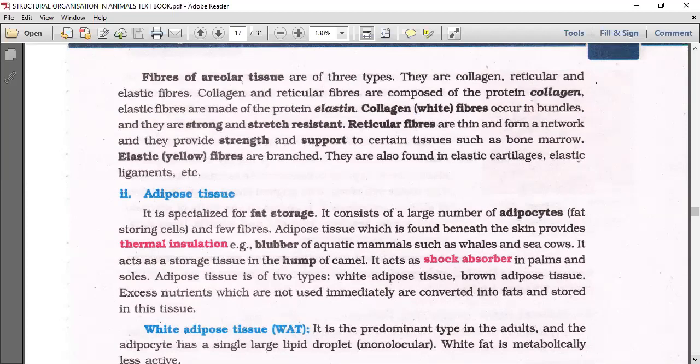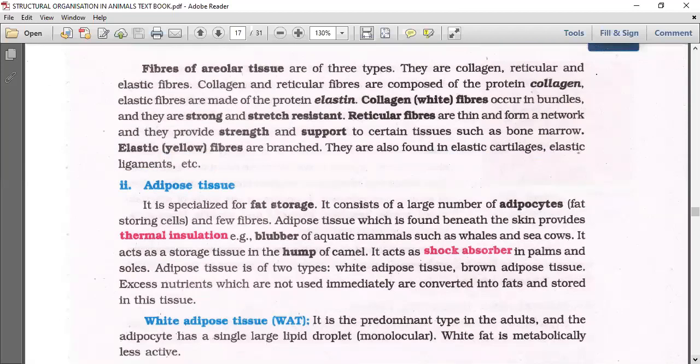Reticular fibers are thin and form a network, and they provide strength and support to certain tissues such as bone marrow. And elastic fibers are yellow fibers, branched, and they are also found in elastic cartilages and in elastic ligaments. That's the story of 3 types of fibers: collagen, elastin, and reticular.